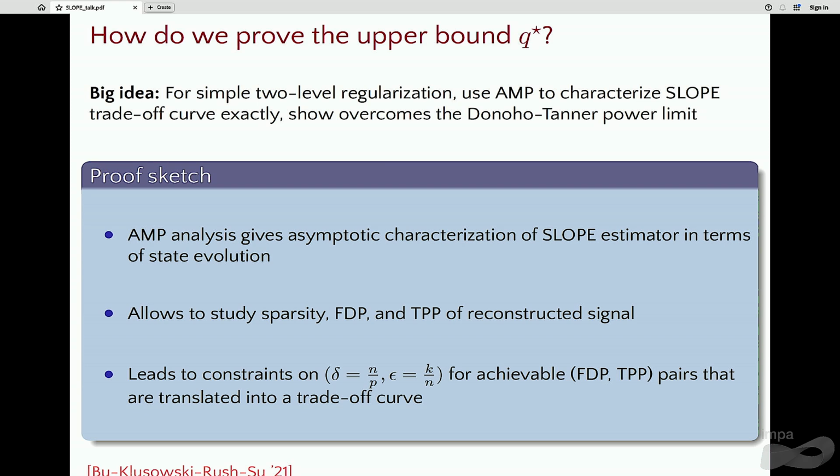So in particular, what does this give us? Well, AMP gives us an asymptotic characterization of the slope estimator in terms of the AMP state evolution, right? So the scalar recursion state evolution, which describes the dynamics of the AMP algorithm, will now tell us something about the asymptotic TPP and FDP for slope. This allows us to study properties of the estimator, like the sparsity, the FDP, the TPP, also the mean square error, and things like this. And it basically leads to constraints on delta epsilon pairs for achievable FDP, TPP that can then be translated into this trade-off curve.